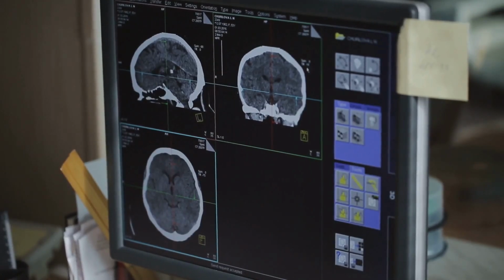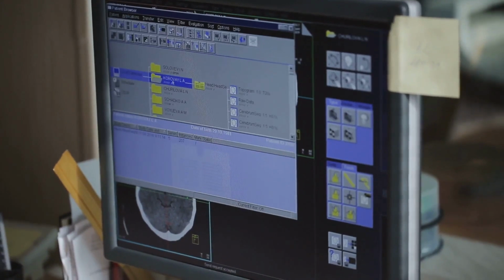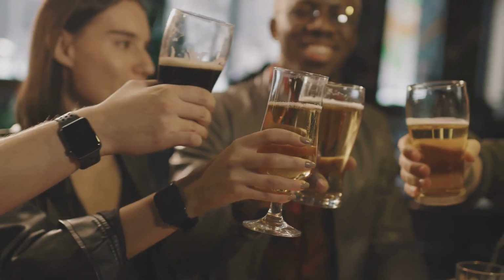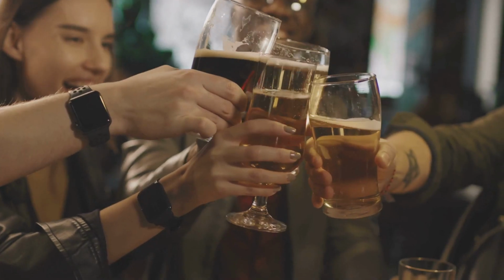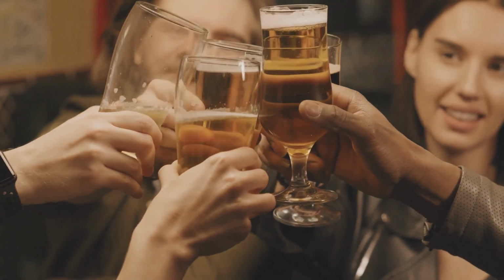Understanding the science behind alcohol's effects on the body and brain empowers individuals to make informed decisions about their alcohol consumption. Moderation, personalized limits, and awareness of individual risk factors are crucial for promoting responsible drinking habits and minimizing alcohol-related harm.